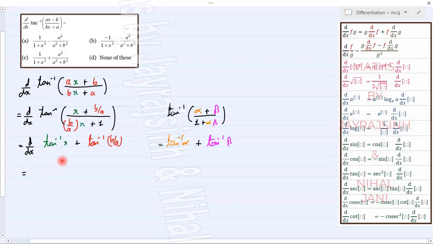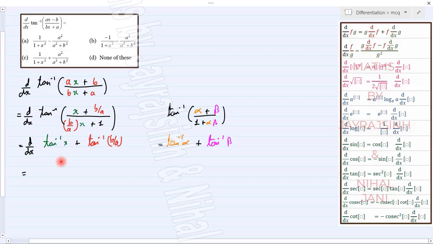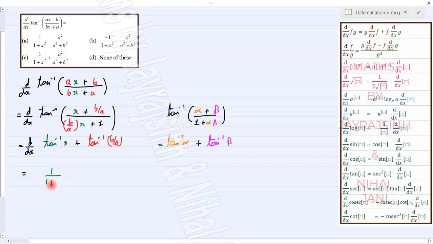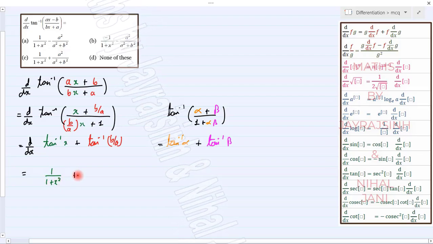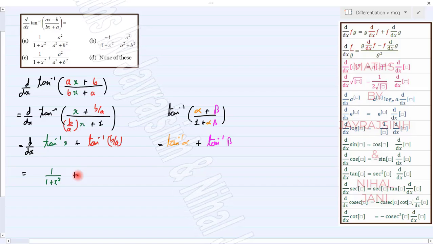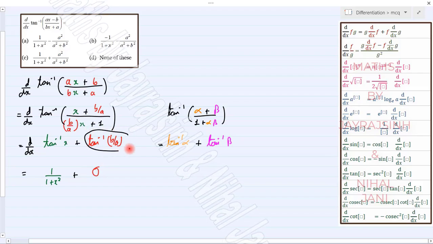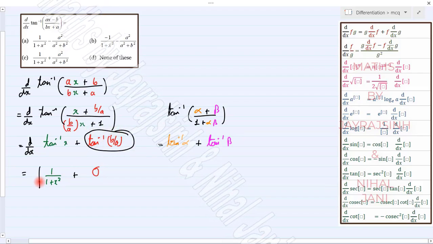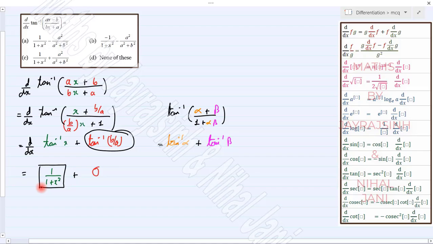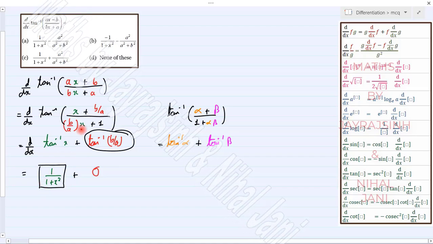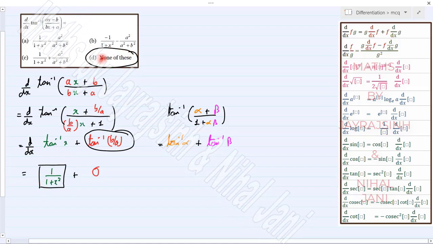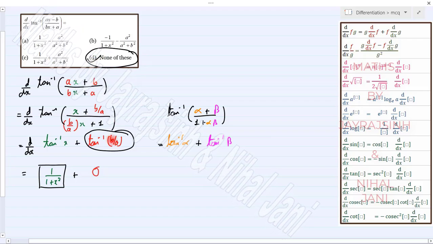So we are ready to differentiate. Differentiation of tan inverse x will be 1 upon 1 plus x square, plus differentiation of tan inverse b by a will be 0, because it's a purely constant term. So your final answer is 1 upon 1 plus x square, which is not given in your options. So option D is the correct answer. Ta-da!